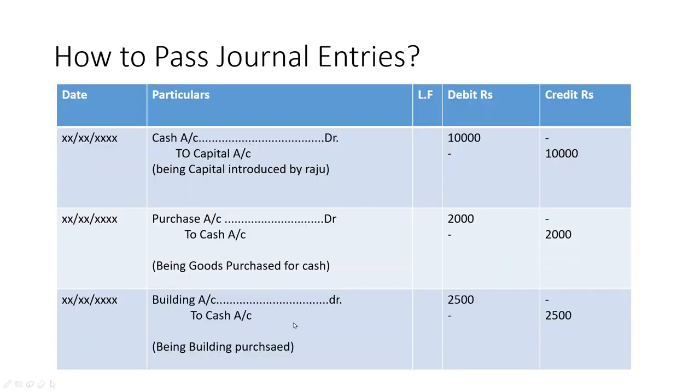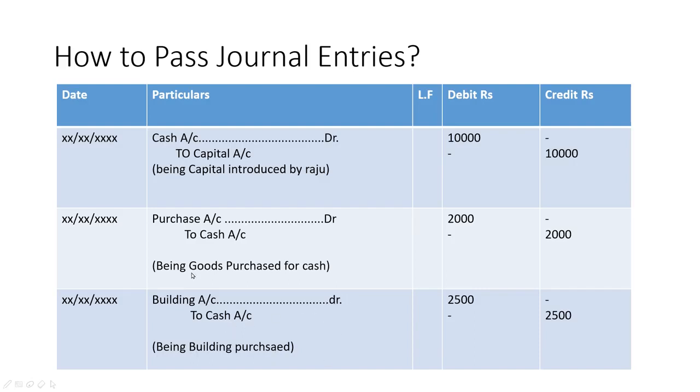Please look at the third row. Debit what comes in. We are buying a building, so the building is coming in. So we will write building account debit 2500 in the debit column. Credit what goes out. Cash is going out, so we will write 2500 in the credit column, and we'll write to cash here, and in the narration, being building purchased. See, both are real accounts.